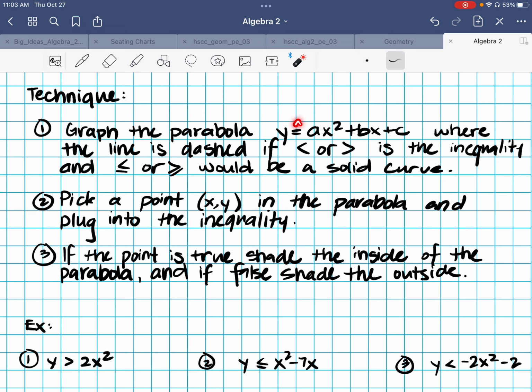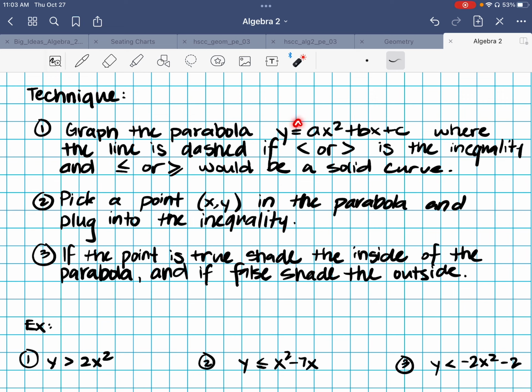Now, it's dashed if you have less than or greater than. So dashed if it's just less than or greater than. But it's solid if you have less than or equal to and greater than or equal to. Once again, solid if the little line is underneath the inequality. Remember that. That's step one, to graph the outline.